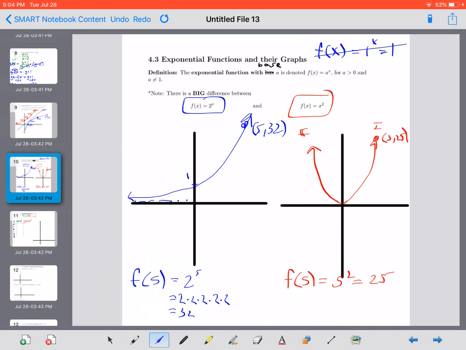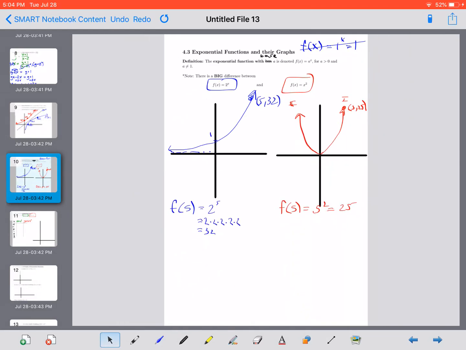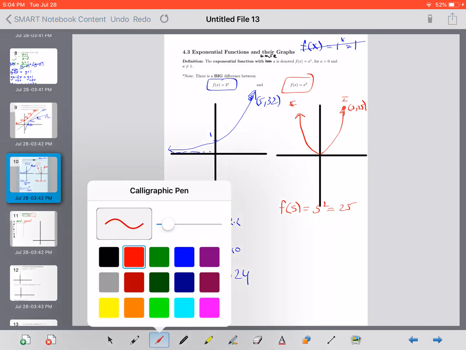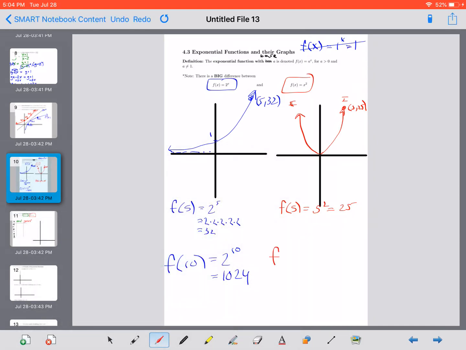So at this point, my 2 to the x function is going to be outpacing my x squared function, right? It's growing more quickly, and it's going to grow even more quickly the further we go on. So if we only went as far as, let's say, an input of 10, in the first case, f of 10 is equal to 2 to the 10th power, which is 1024. Whereas in my second graph, f of 10 would be 10 to the 2 power, which is just 100.